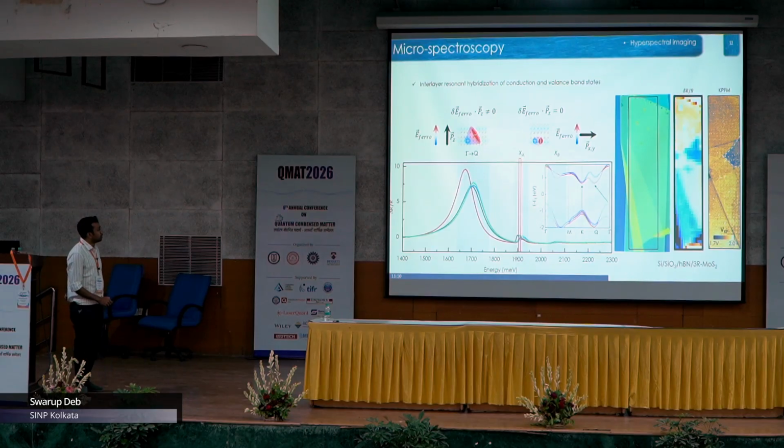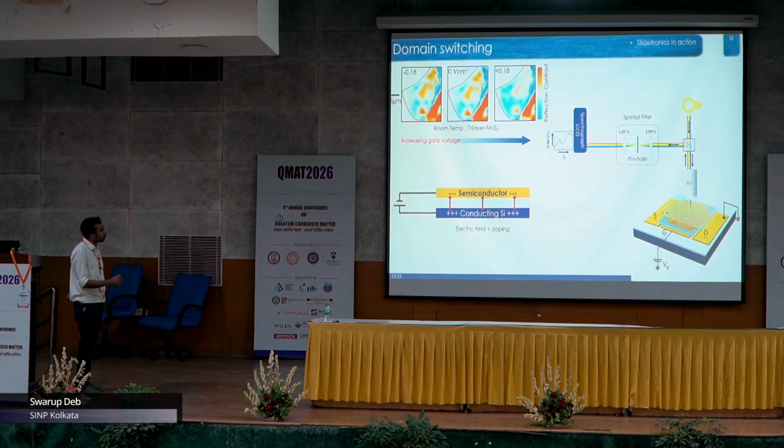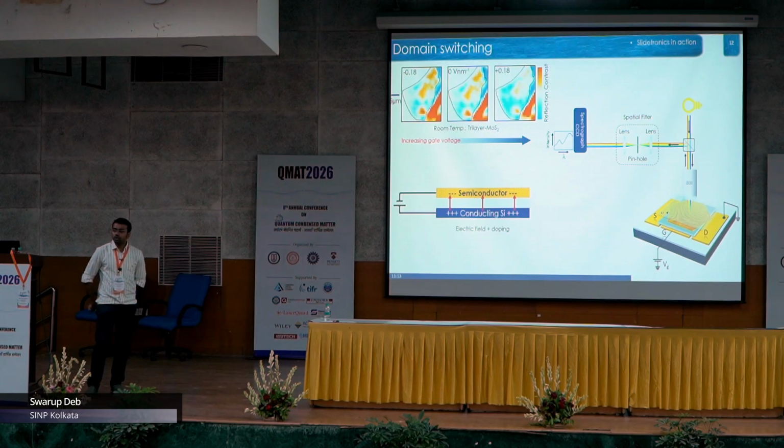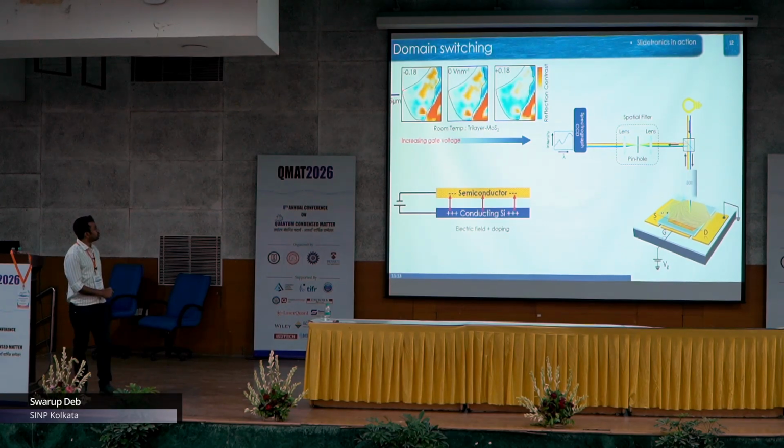Okay? So with that, we thought, since now we can map the domains, let's see what else we can do with that. So we take a similar sample, and again we create these field effect devices and perform the same experiment, the white light reflectance on the field effect device.